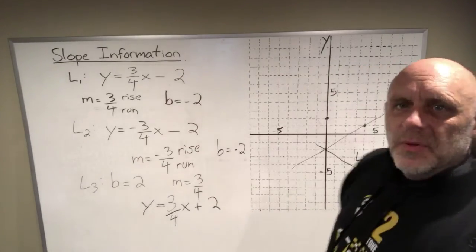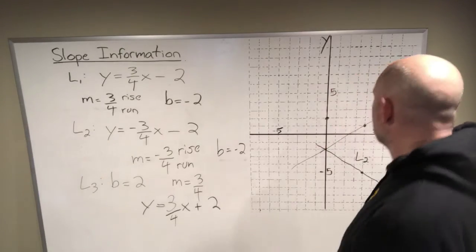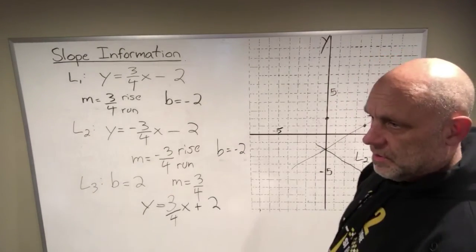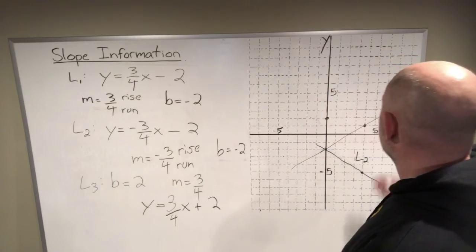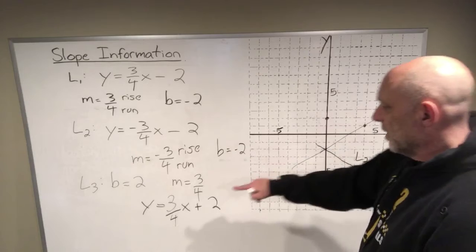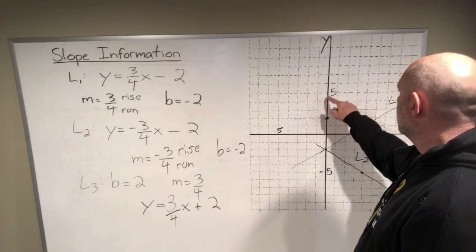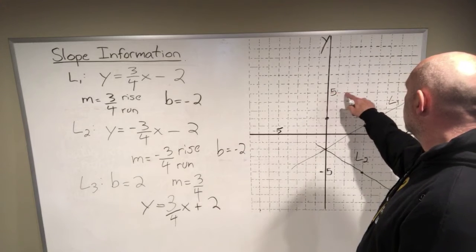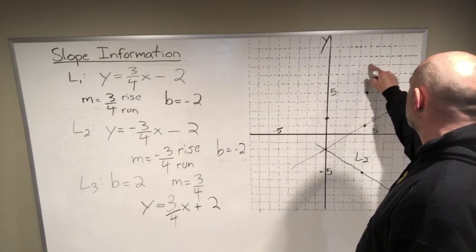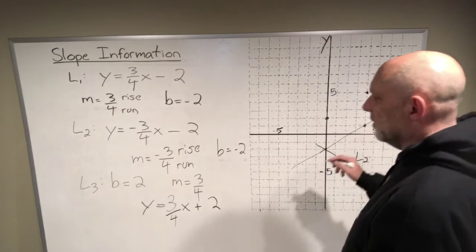Well, you know what happens if they have the same slope, but different y-intercepts? There's a word that has funny spelling. I'll show it to you. We go 3 up, 4 to the right. 3 up, 4 to the right. 1, 2, 3. 1, 2, 3, 4. 1, 2, 3. 1, 2, 3, 4. Okay, this is L3.